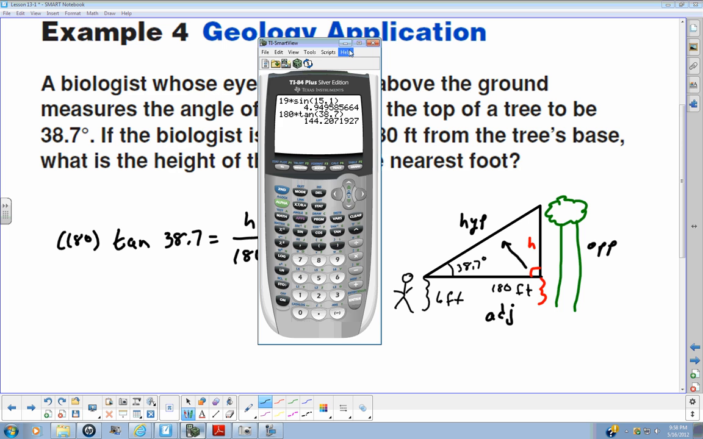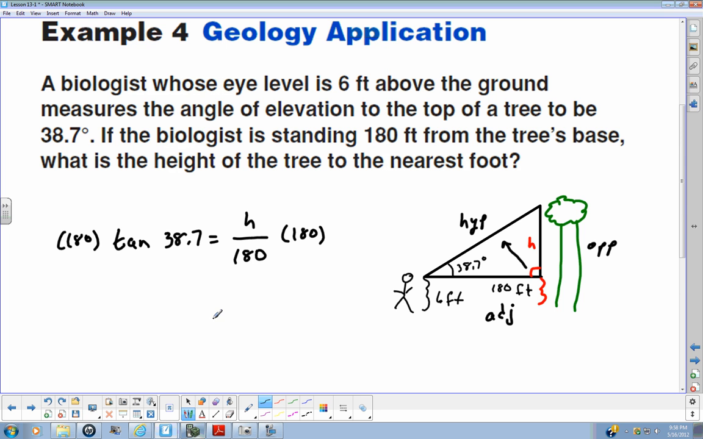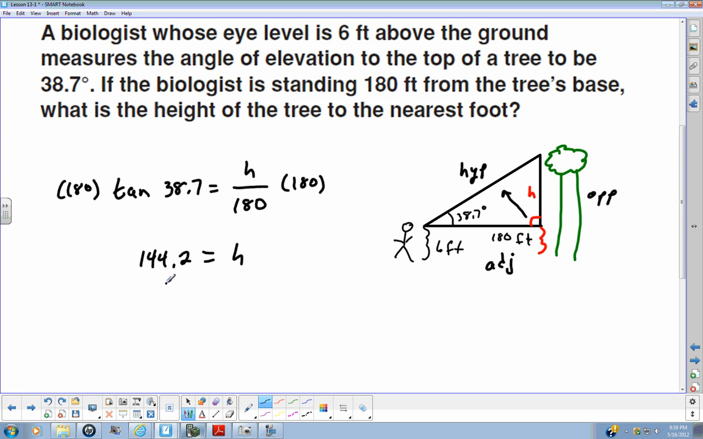And we get 144.2 feet. So our value of h is 144.2. And the question is, to the nearest foot, how tall is the tree? So we need to add 6 to that because of the height of the man. So 150 feet is the height of the tree.